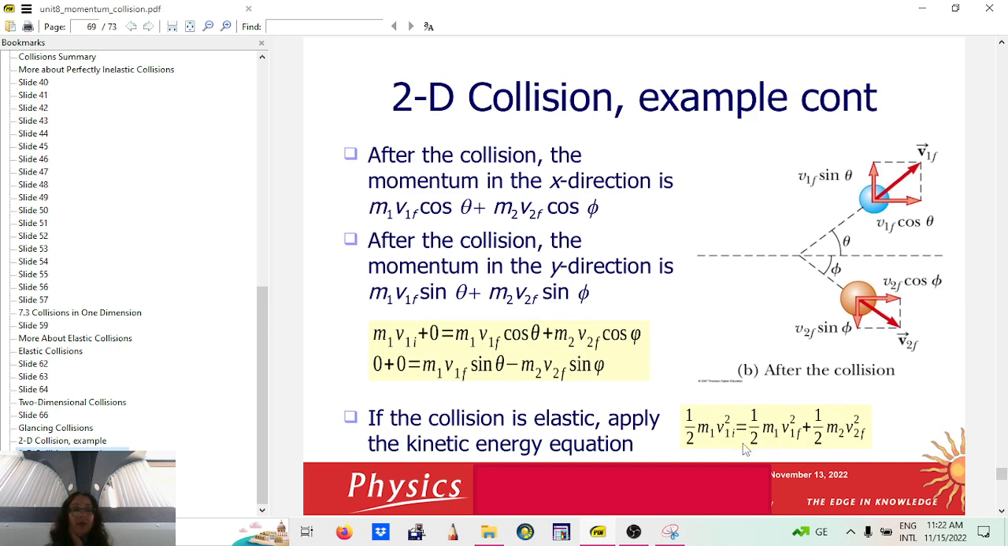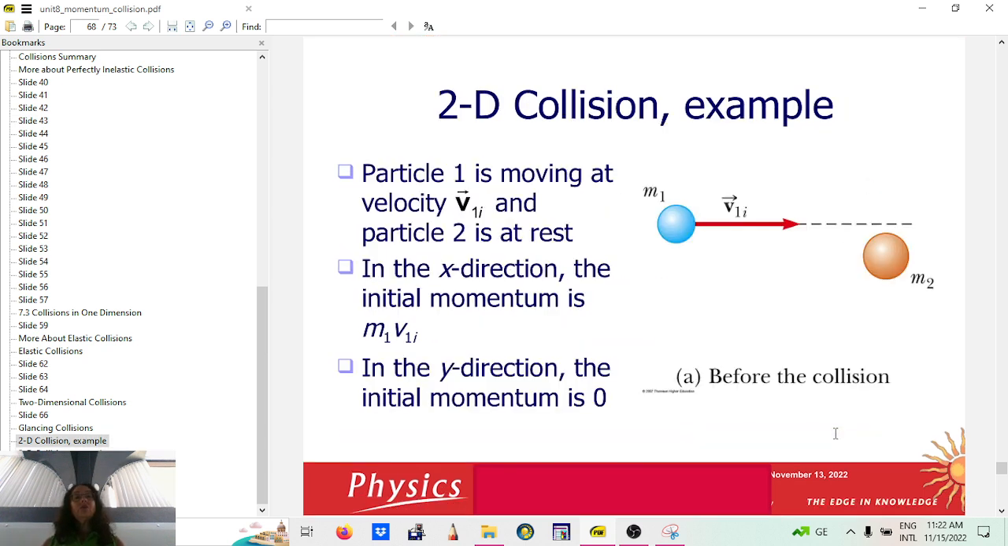So you will have to write here conservation of energy before equals conservation of energy after. You see, for kinetic energy, you have to use the speed. There is no component. Remember, when you are writing kinetic energy, it's a scalar and you're using the speed. So you have to take the speed of one squared plus the speed of the other one squared equals the speed after of number one squared plus the speed after of number two squared, with the mass, of course. So you have three equations to deal with.